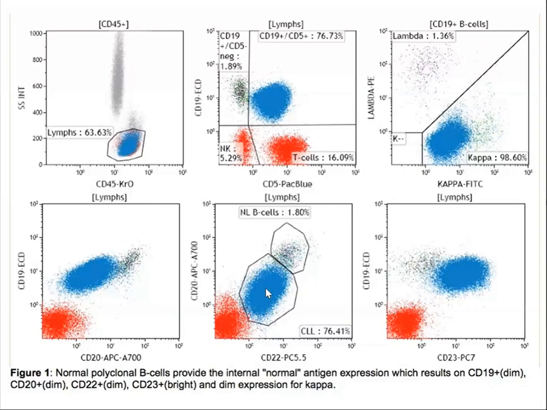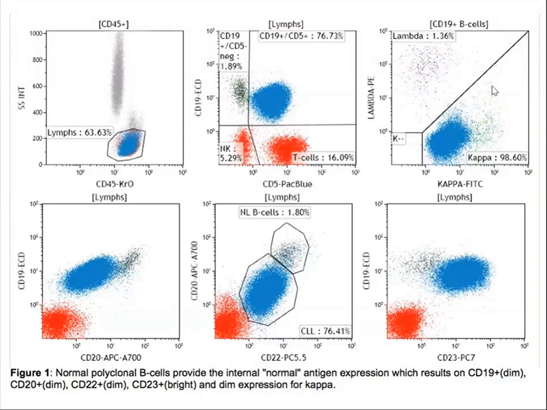So what is its intensity for CD20? Positive. See, you should not say positive. Everyone knows it's positive. Dim positive. Dim positive. Okay. Very good. How about CD22? It's in the x-axis. It is also dim. Very good.